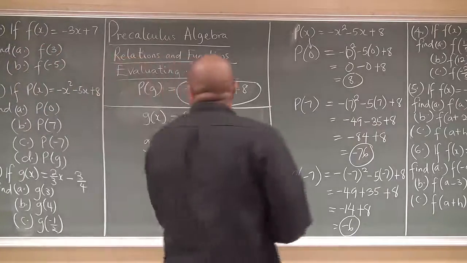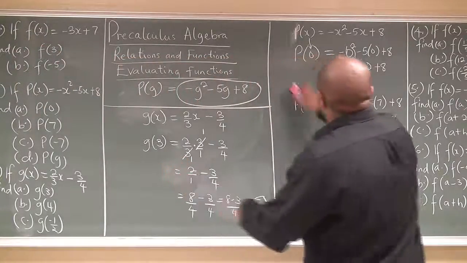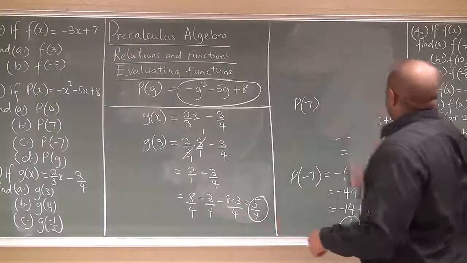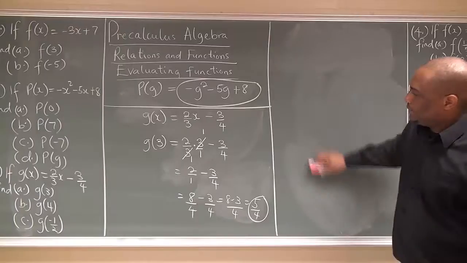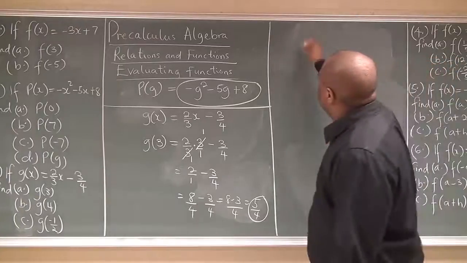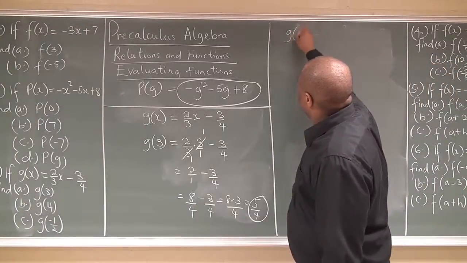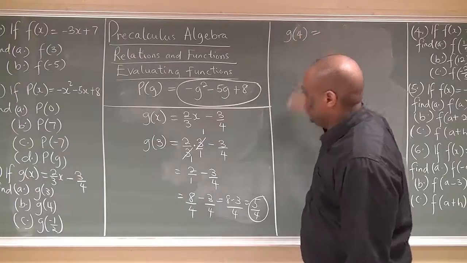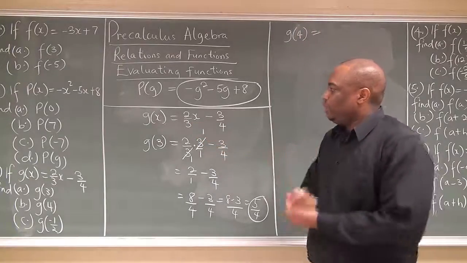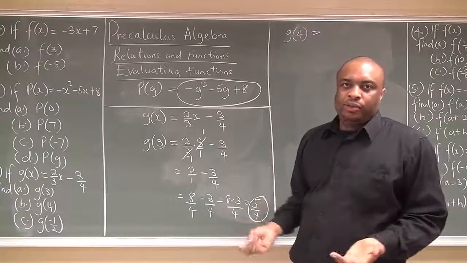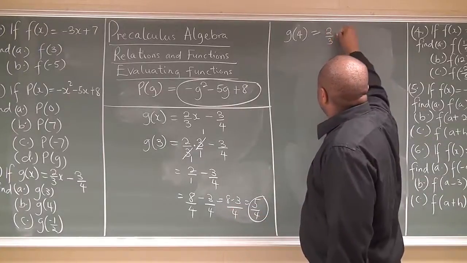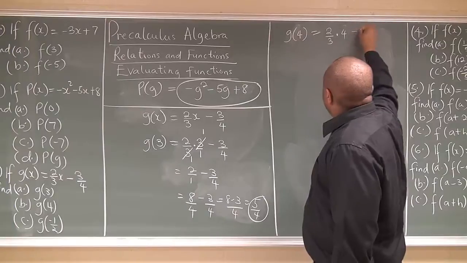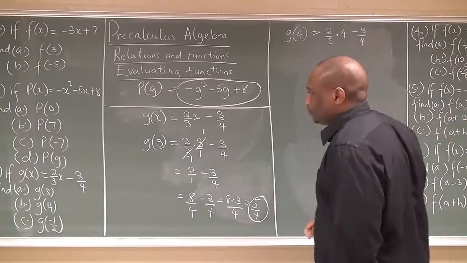Okay. The next one, under question 3, still g as a function of x. Find g of 4. Right? So g of 4 means wherever we see x, we replace with 4. So this means 2 over 3 times 4 minus 3 over 4.